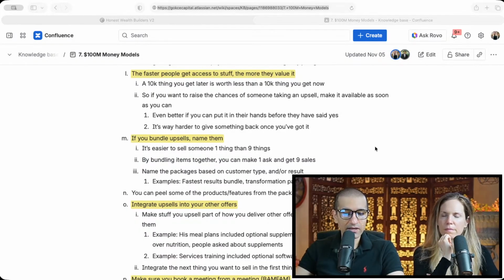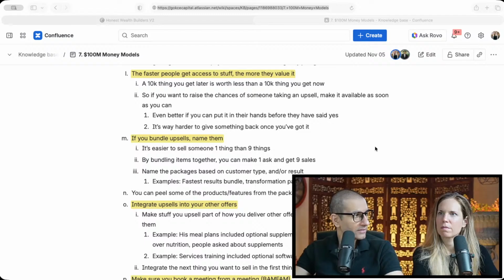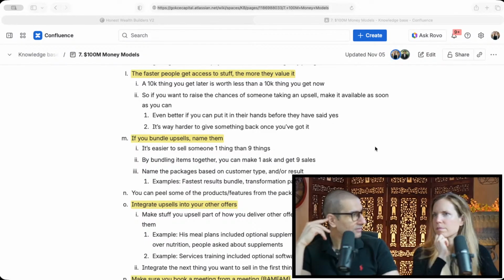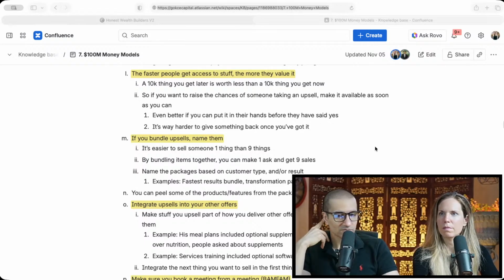A 10K thing you get later is worth less than a 10K thing you get now. So if you want to raise the chances of someone taking an upsell, make it available as soon as you can. Even better, if you can put it in their hands before they have said yes. It's way harder to give something back once you've already gotten it. When you go to buy a new car, they'll say, all right, let's get into the car, take you on a test drive. And once you drive it, they have more chances of buying, right?